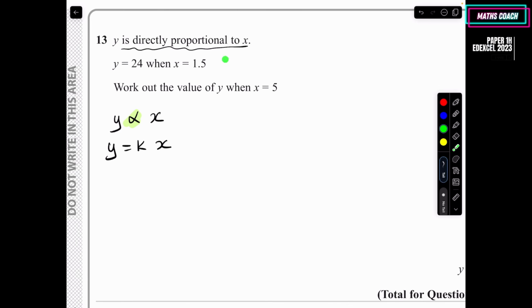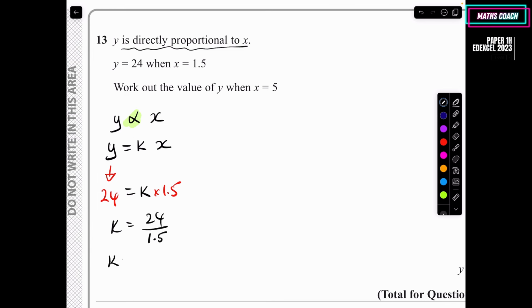Now, using the information they give us, we have to find the value of k. So we sub in y equals 24 here and x equals 1.5 there. All right, so using the information, don't try to go gung-ho and work this out straight away. You won't get very far. So this is 24, k we don't know yet, times 1.5. So to find what k is, we're going to need to do 24 divided by 1.5.